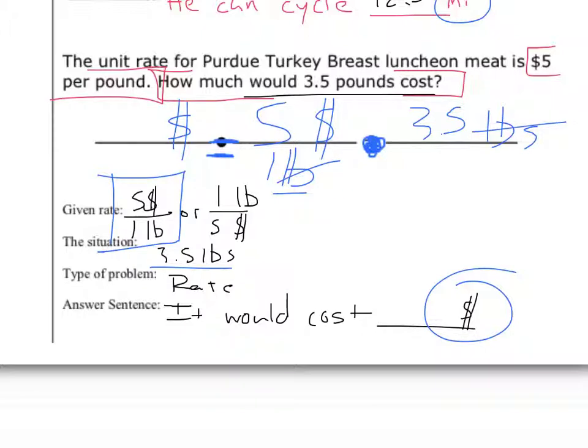Pounds cancels out with pounds. That proves that our units are correct. We have only the dollars left over. And this looks like it's just a multiplication. 3.5 times 5. So that's, I believe, going to give me 17.5. $17.50.